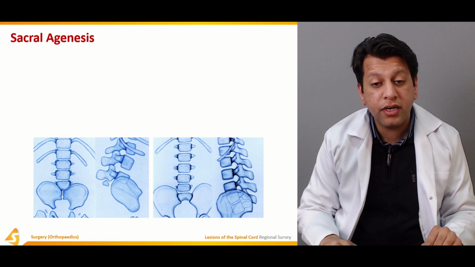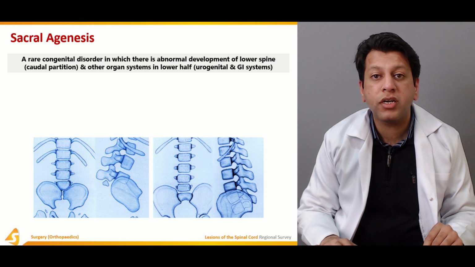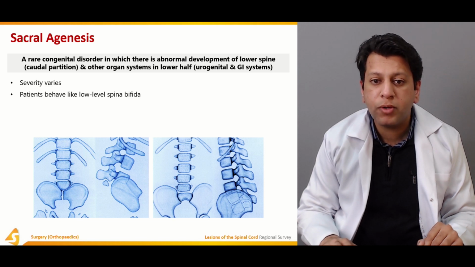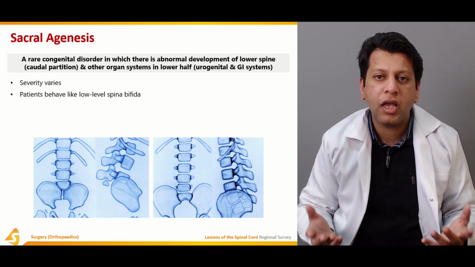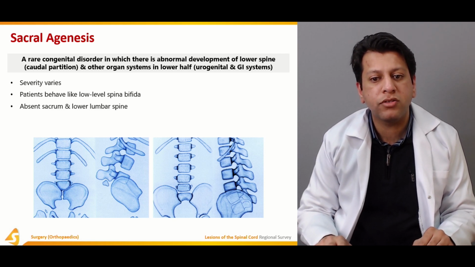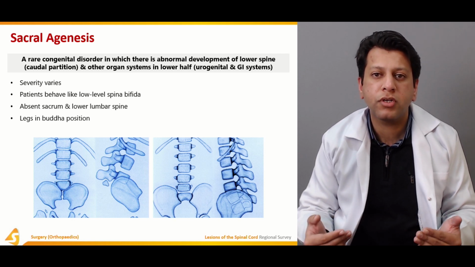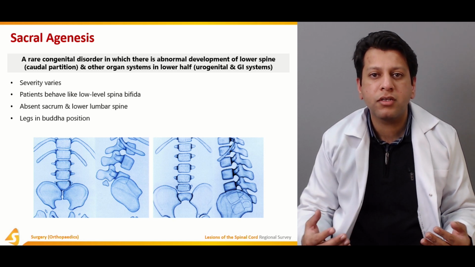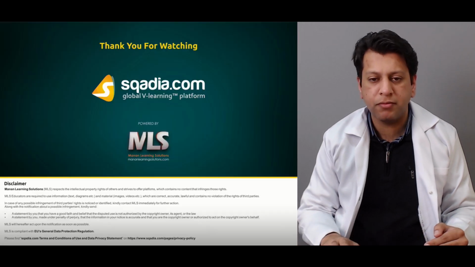Lastly, we come to another rare disease called sacral agenesis. It's a rare congenital disorder in which there is abnormal development of the lower spine and other organ systems in the lower half, the urogenital and GI systems. Usually severity varies. Patients behave like low-level spina bifida. Actually, it's absence of the sacrum. There is an absent sacrum and lower lumbar spine as a whole. Usually the legs are seen in a Buddha position, like the Buddha used to sit in for meditation. Classically, they're abducted and flexed at a certain angle, along with forward flexion of the spine.